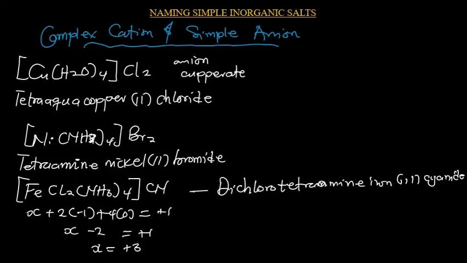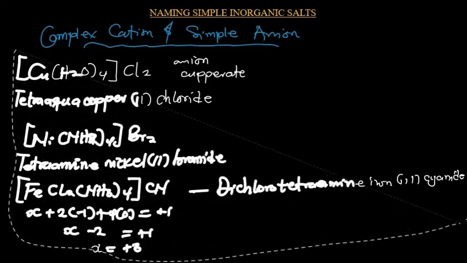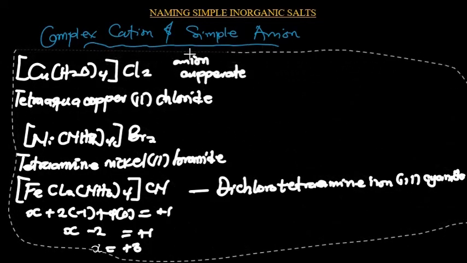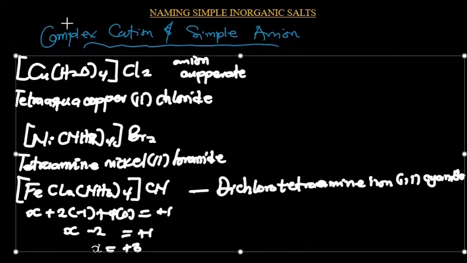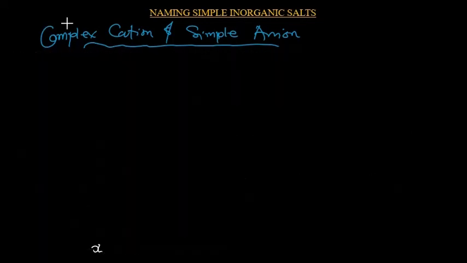Now, our last group of salts we'll take a look at is the group that has both complex cations and complex anions. So we have a complex cation plus a complex anion. All right, we'll take some examples and we'll take a look at how we can name them.